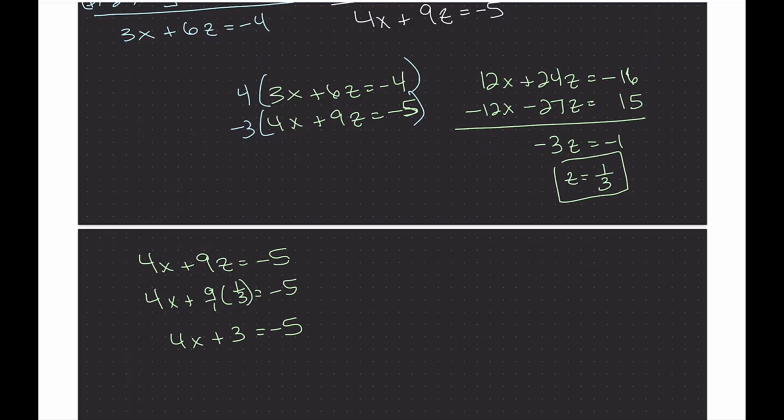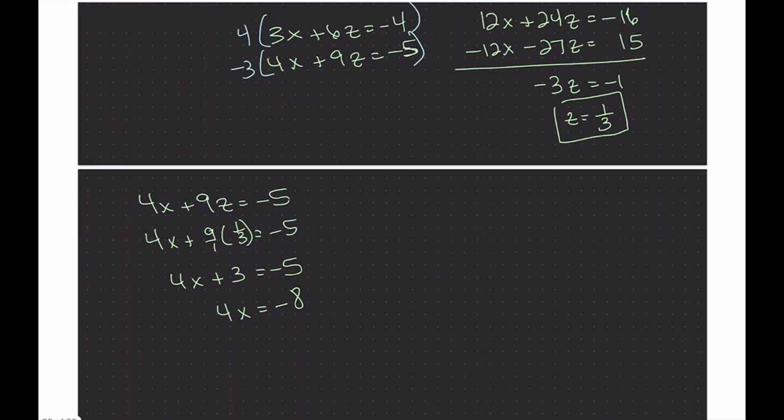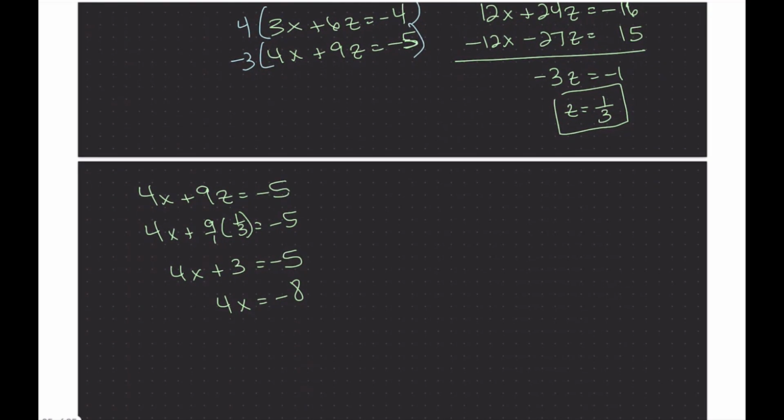We're going to subtract 3 from both sides. 4x equals negative 8. Divide by 4, and we get x equals negative 2. So now we've got our x and our z, and we just have to find our y.